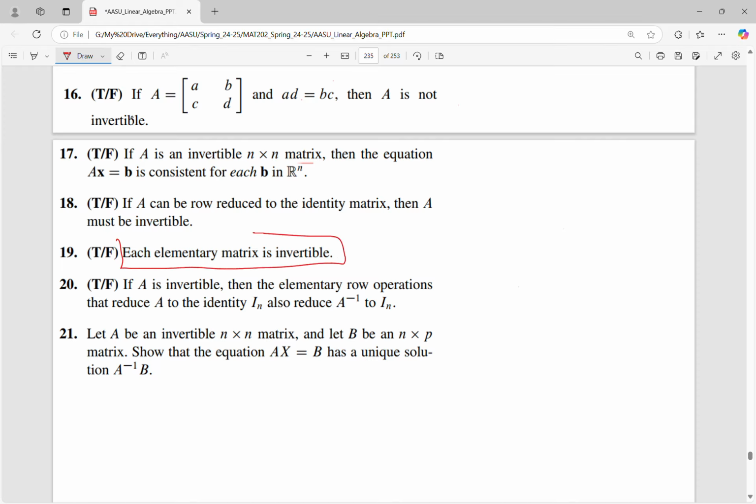Each elementary matrix is invertible. Remember, what do we mean by elementary matrices? It's a matrix that results through one row operation from the identity. And yes, this is invertible because E inverse is when we reverse the row operation. This is true.